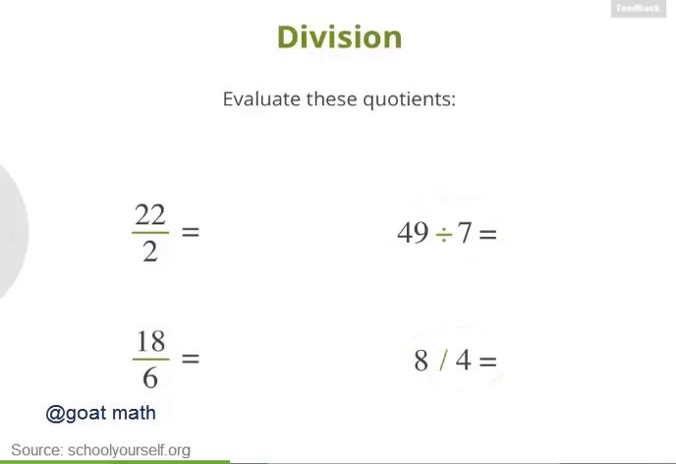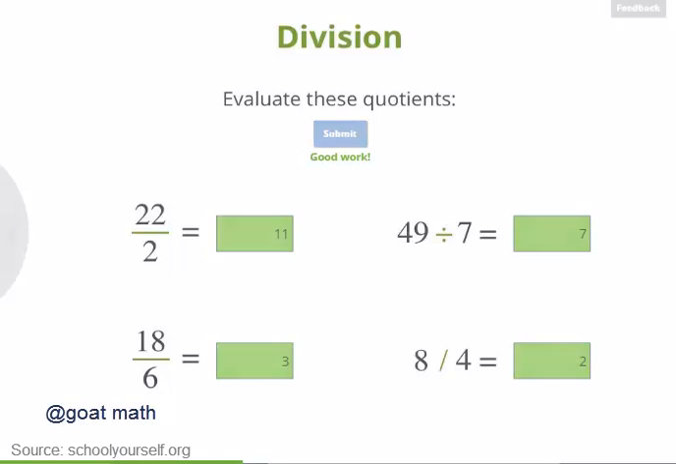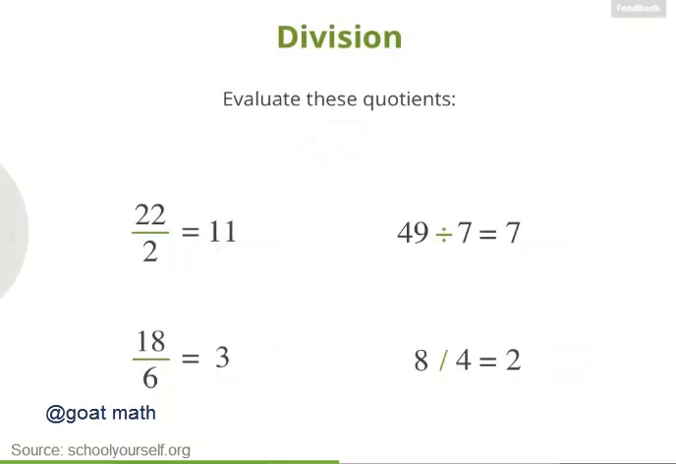You might notice there are a few different symbols here that mean divide. This horizontal line with numbers above and below it, this division symbol over here, and this slash. So again, this is 49 divided by 7, and this is 8 divided by 4. Nicely done. So here are those answers.